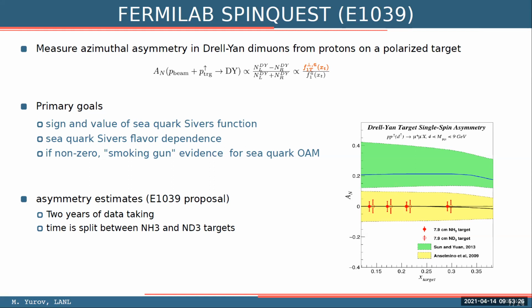And yes, there is a place on the target ladder for additional targets or for an empty spot to do background checks. But I don't think we have seriously discussed using nuclear targets so far. I think we're now focusing only on NH3 and ND3 targets. Could be very interesting for nuclear physics as well.